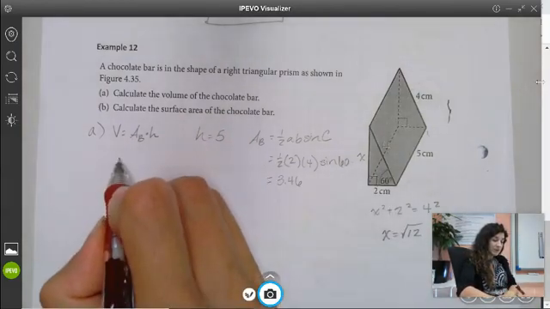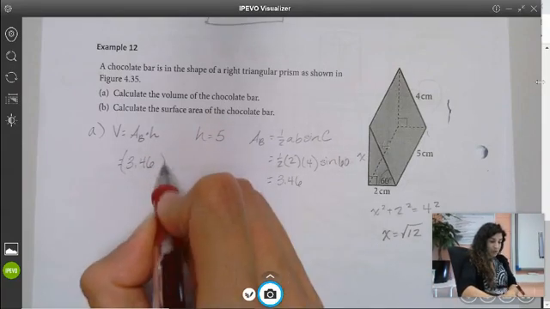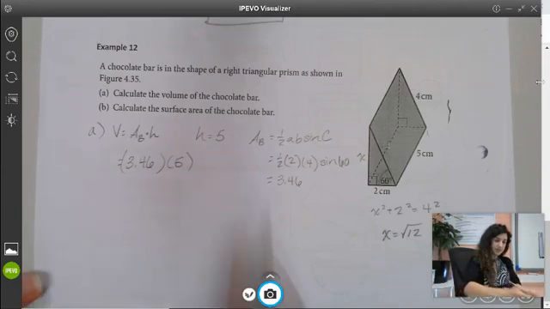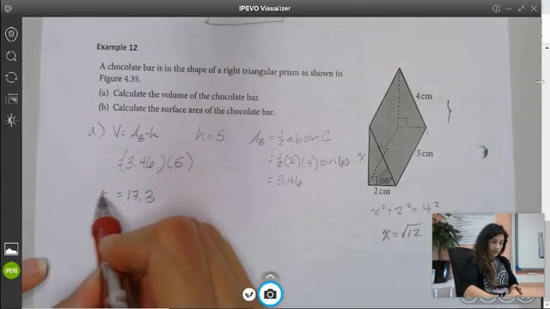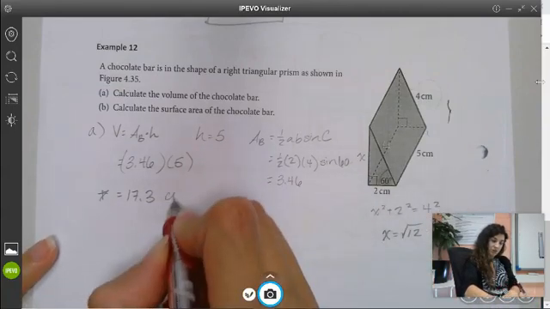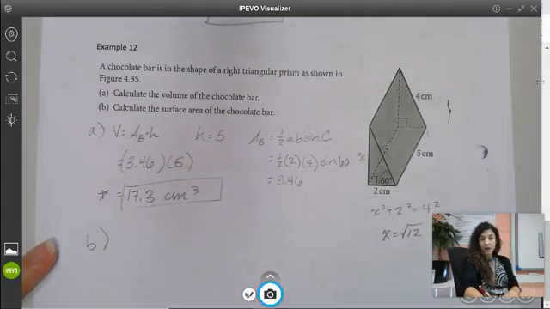Okay, so your volume is going to be this 3.46 guy, and then multiply it by the height. So I'm going to take that previous answer that I found in my calculator and multiply it by 5, and I get 17.3 for my 3 significant figures. Centimeters cubed.